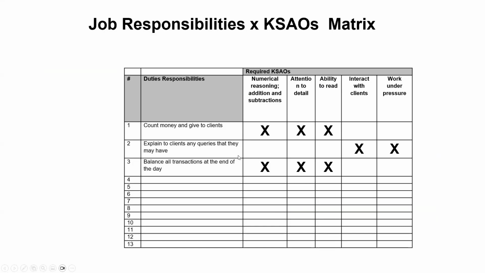Then you go to explain to clients any queries that they may have. This is the bank teller. What skills, what KSOs are required? We say they need to interact positively with clients. We have put an X there to indicate that it's required. They need to work under pressure. Both these clients could be many of them. You can see there, we also put an X to indicate that is required. So you can do this for any job. Then balance all transactions at the end of the day. You can see there, they need numerical reasoning. They would need attention to detail. They will need the ability to read. So eventually you'll be able to identify the KSOs.